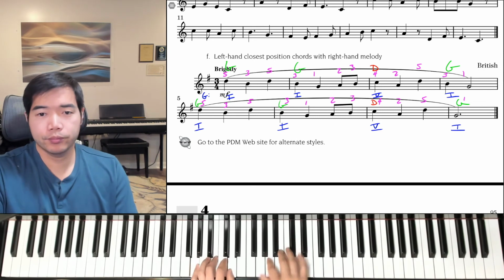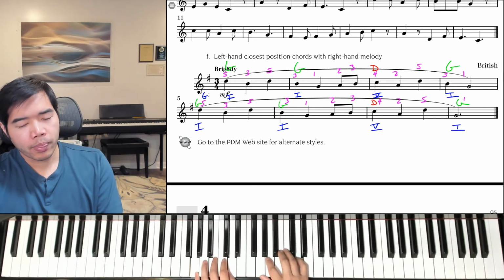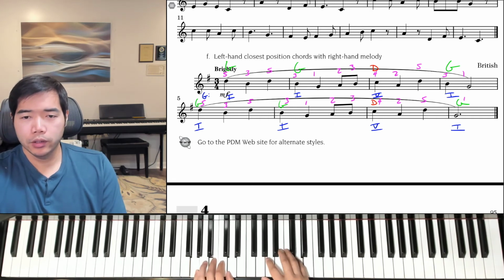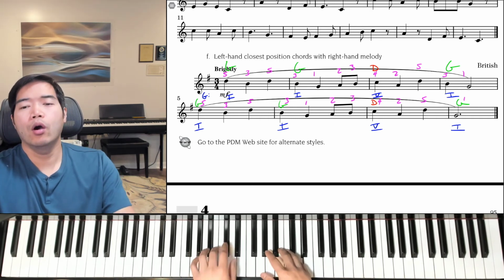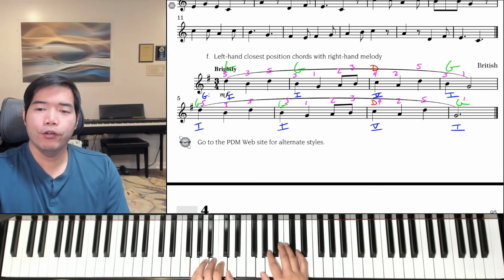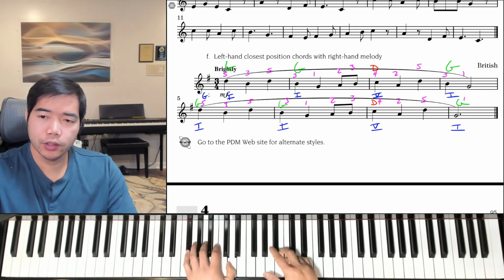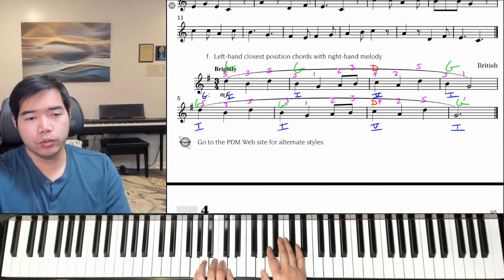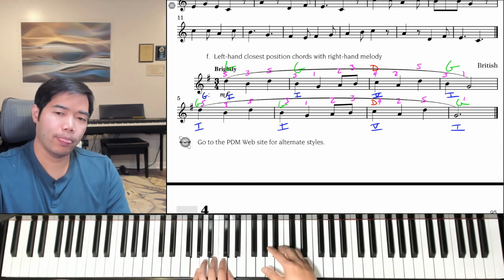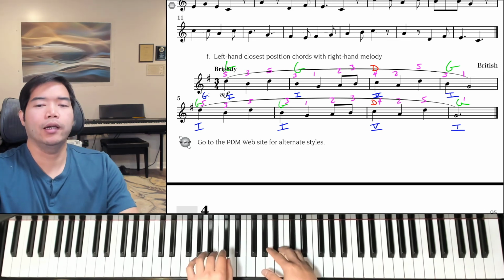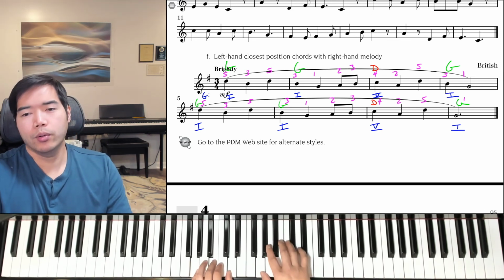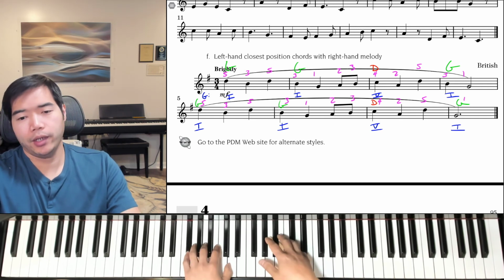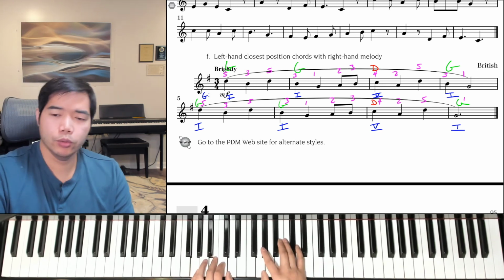Very simple. Here we go. 1, 2, 1 chord. 1, 2, 3. 1, 2, 5 chord. 1, 2, 1 chord. 1, 2, 3. 1, 2, 5 chord. 1, 2, 3.